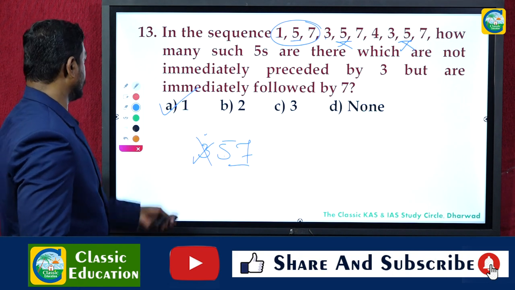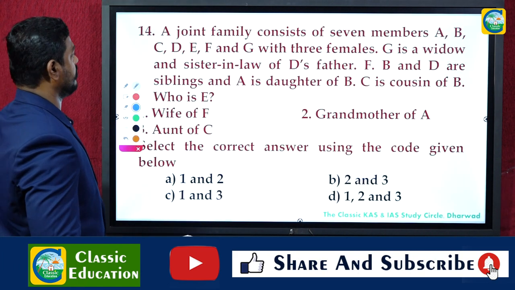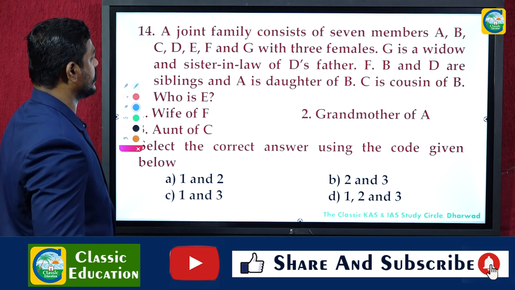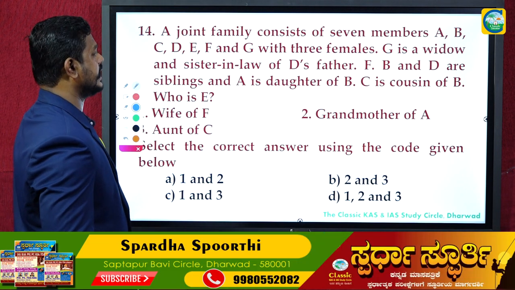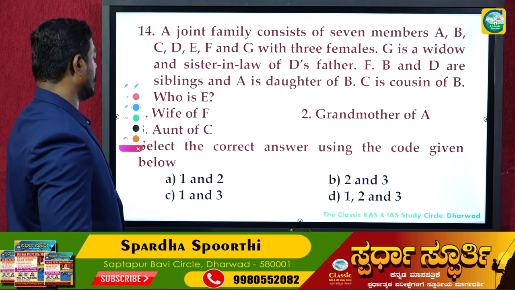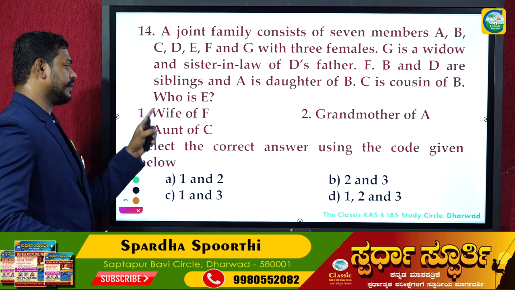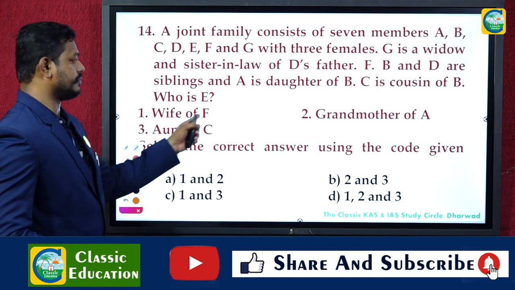Okay, let me see the next question now. A joint family consists of 7 members, A, B, C, D, E, F and G, with 3 females. G is a widow and sister of D's father. F, B and D are the siblings, and A is the daughter of B, C is a cousin of B. Right, now they have given some questions here. Who is E? We have to find out who is E. Wife of F, aunt of C, grandmother of A. Which option will be the right option?